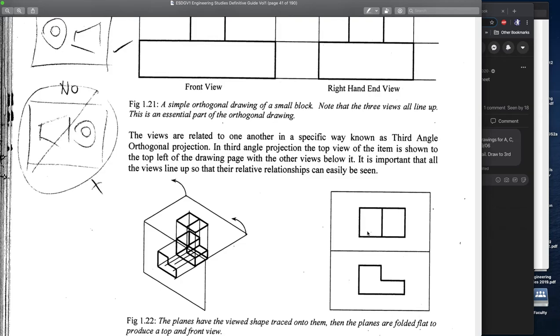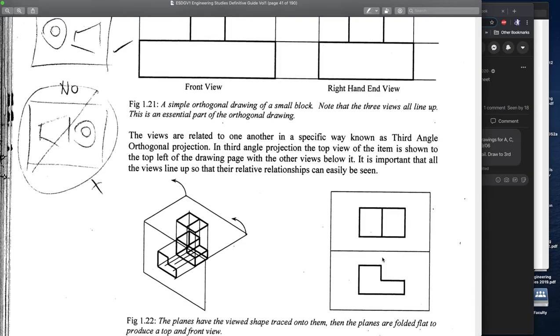Are we okay with that? And then the piece of acrylic or the piece of glass that can see here, what it can see is the front view, and it looks like the L shape. And so when we put those two together, when we fold the box open, what we'll get is third angle projection.